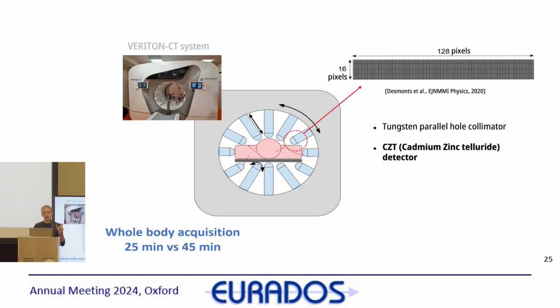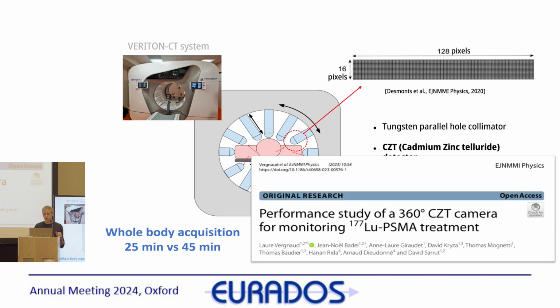Whole body SPECT image acquisition for this PSMA treatment is very long for the patient, but we are lucky to have this Veriton CT SPECT system in our institution that allows us to decrease the acquisition time a lot. If you're interested to know more about it, we published a study showing that with a 25-minute acquisition, we have almost the same accuracy as with a conventional 45-minute or 1-hour acquisition time with a conventional SPECT system.